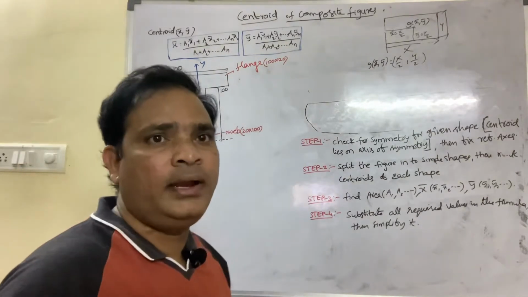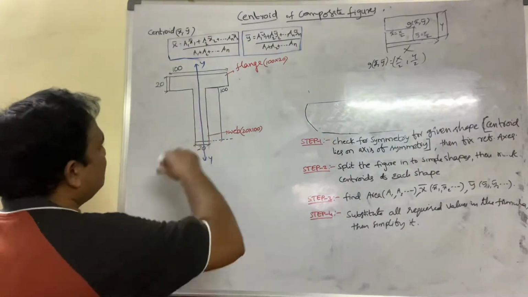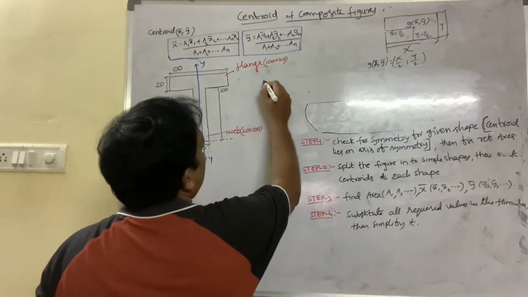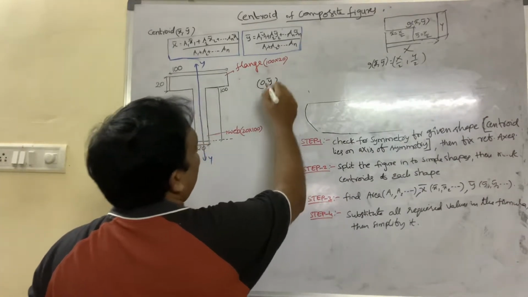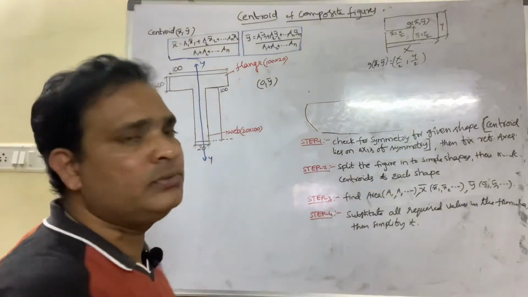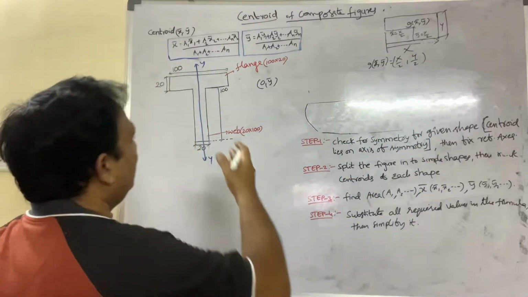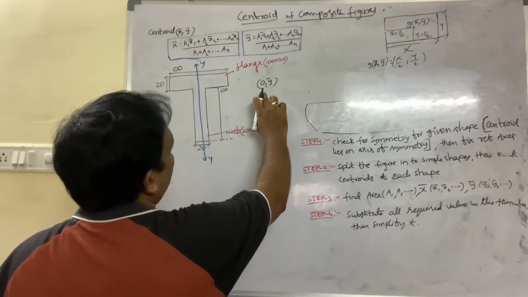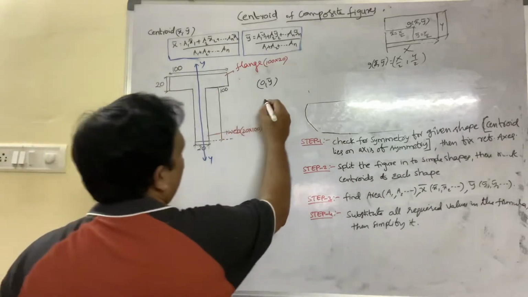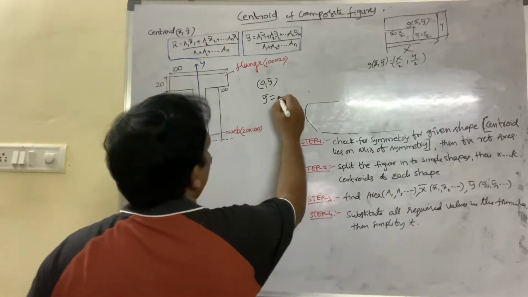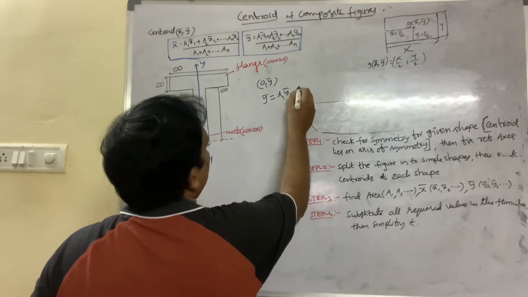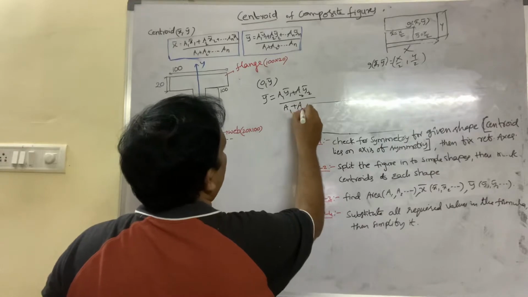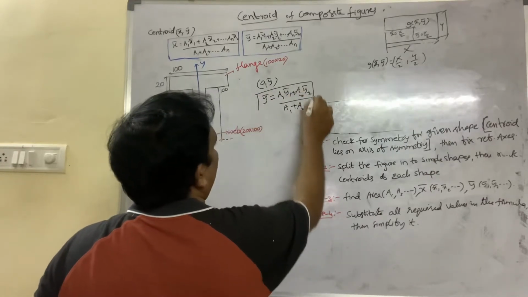What would be the centroid for the T section? What would be the centroid on y-axis? 0 comma y bar. In general, x bar comma y bar, but x bar value is 0 on y-axis. So now on y-axis, the coordinates of the centroid would be 0 comma y bar, where y bar is equal to a1 y1 bar plus a2 y2 bar by a1 plus a2. This is according to the formula.